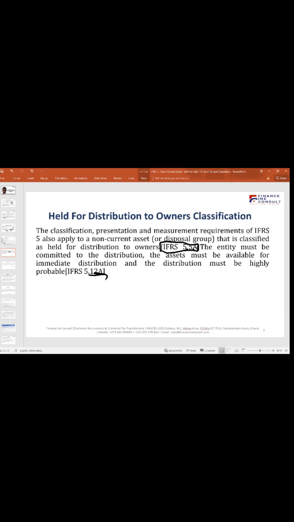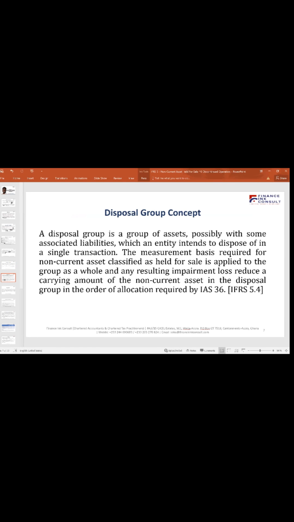The entity must be committed to the distribution. If they say they want to distribute the asset to the owners, the asset must be available for immediate distribution, and the distribution must be highly probable. So it's just like the other conditions. Disposal group, we've talked about disposal group.